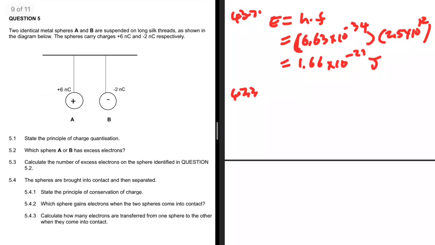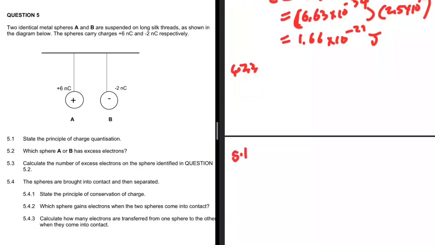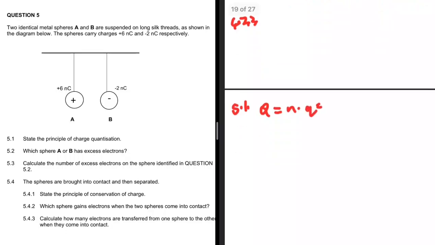Question 5. Two identical metal spheres A and B are suspended on long silk threads as shown in the diagram below. The spheres carries charges plus 6 nanocoulombs and minus 2 nanocoulombs respectively. 5.1, state the principle of charge quantization. All charges in the universe consist of an integer multiple of the charge on one electron. That is to say, Q is equals to the number of electrons multiplied by the charge of an electron.